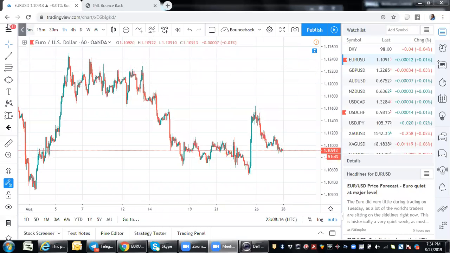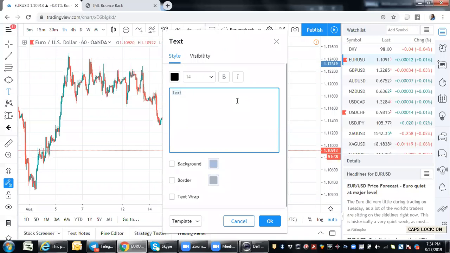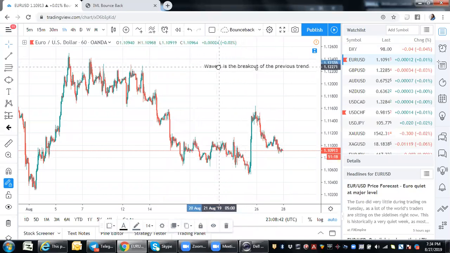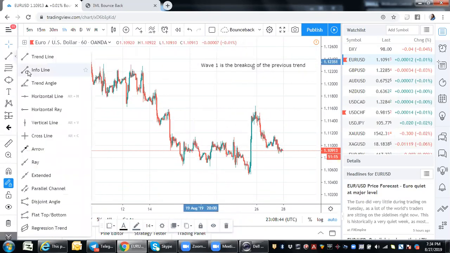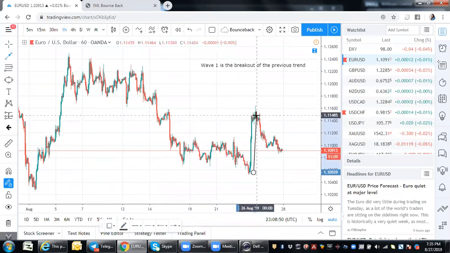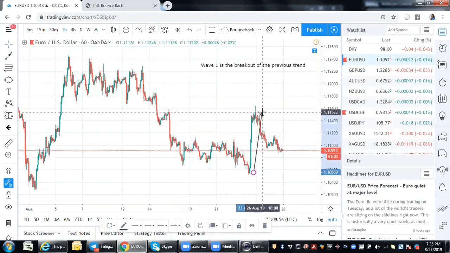So I'm going to make the notes, right? Usually you will not participate in wave 1, and I will show you what wave 1 is. Wave 1 is the breakout of the previous trend. An example of that is you can see that we were in a downtrend and you have this breakout of the downtrend to the upside. So this is wave 1, right?